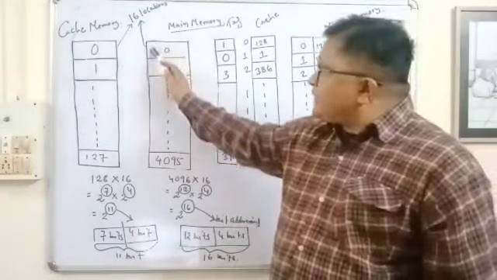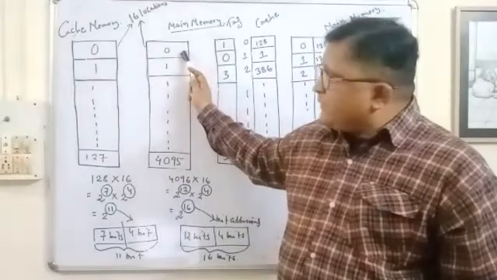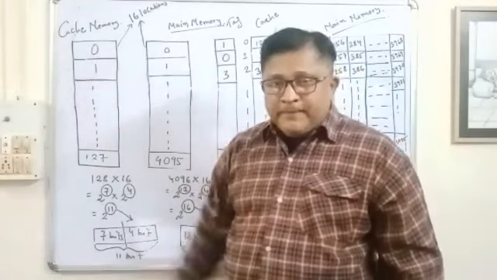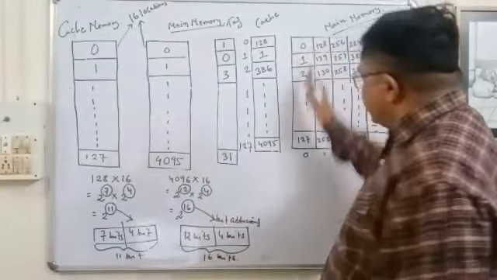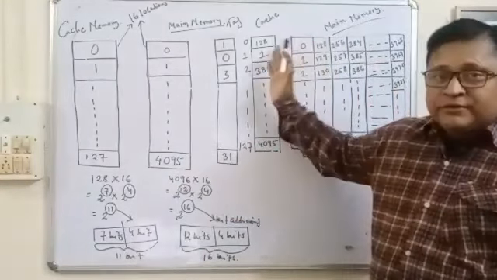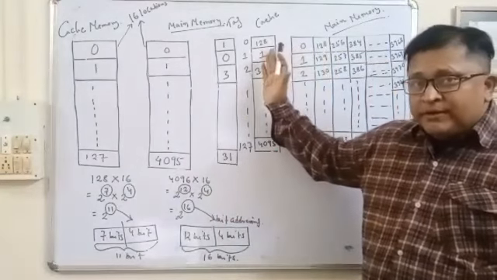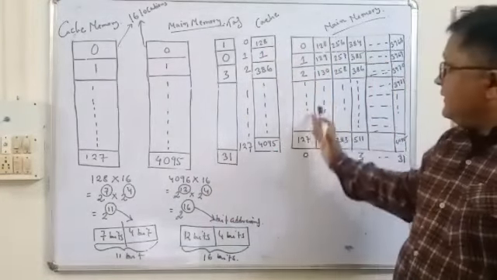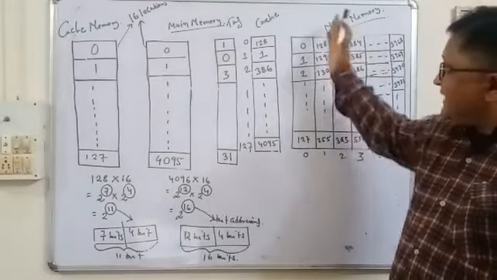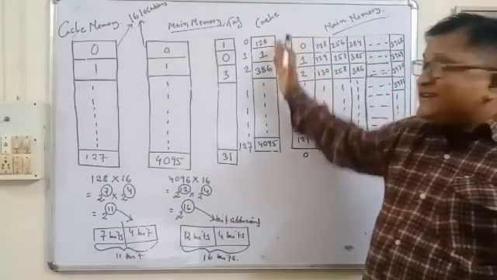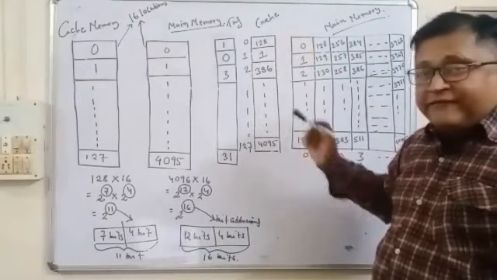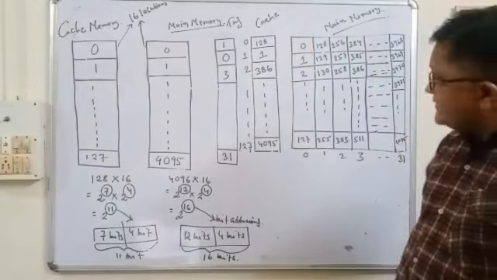So the number of locations in a page of main memory should be equal to the number of locations in a frame of the cache memory. Now see here also, the content of the main memory can be loaded to the cache memory only when the main memory is divided into segments in such a way that each segment represents the size of the cache memory. So cache memory starts from 0 to 127, 128 frames in our example.